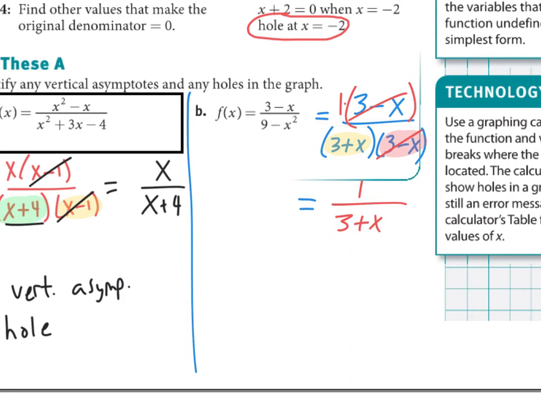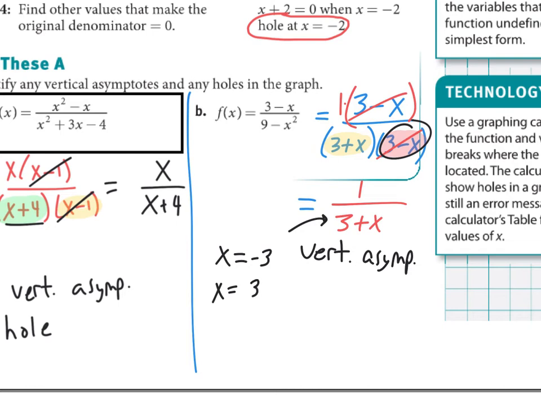So if we set the 3 plus x equal to 0, when x equals negative 3, we have a vertical asymptote because that factor did not get canceled out. Right, that factor is still there. But this factor did get canceled out. When we set that equal to 0, we get x equals 3. Since that did get canceled out, that's when you get a hole in the graph.